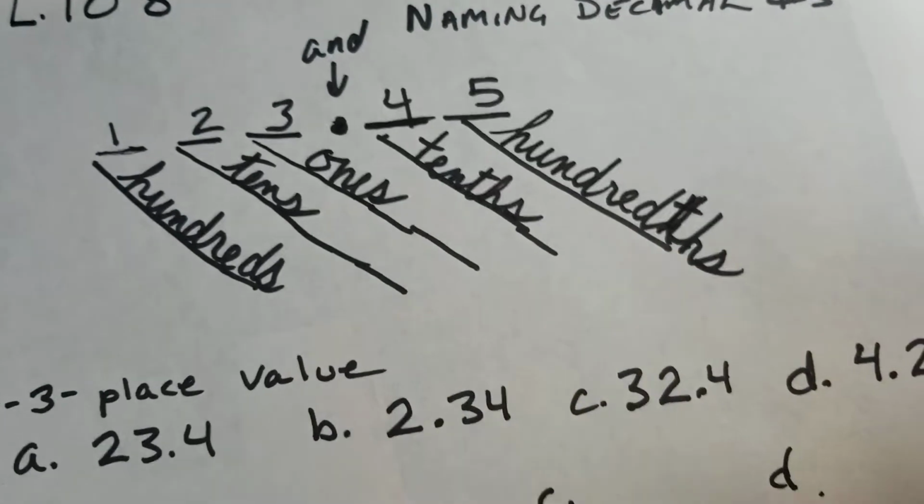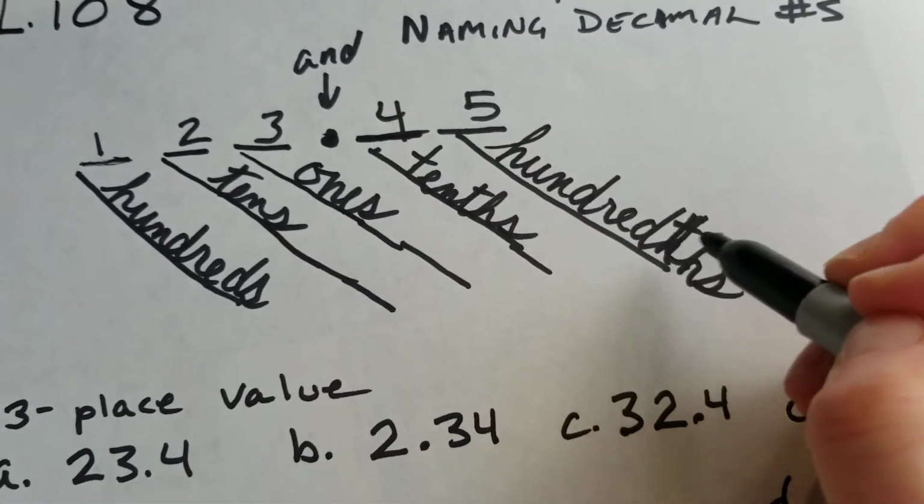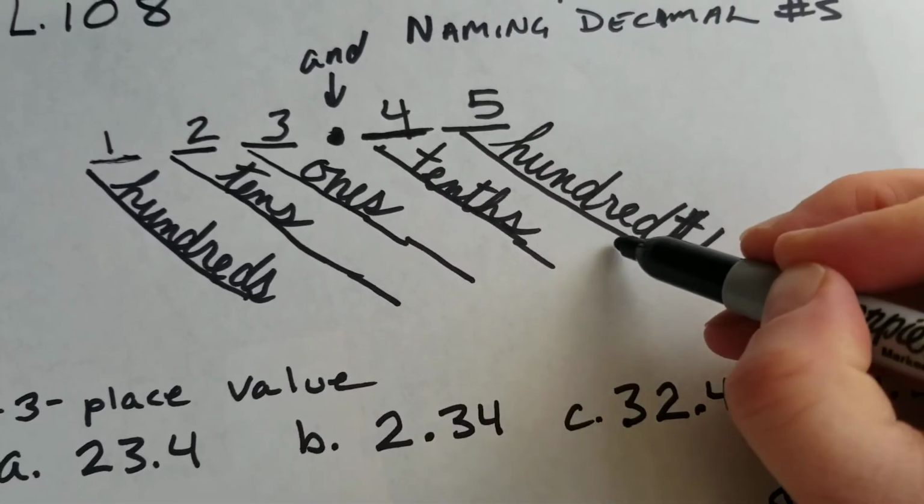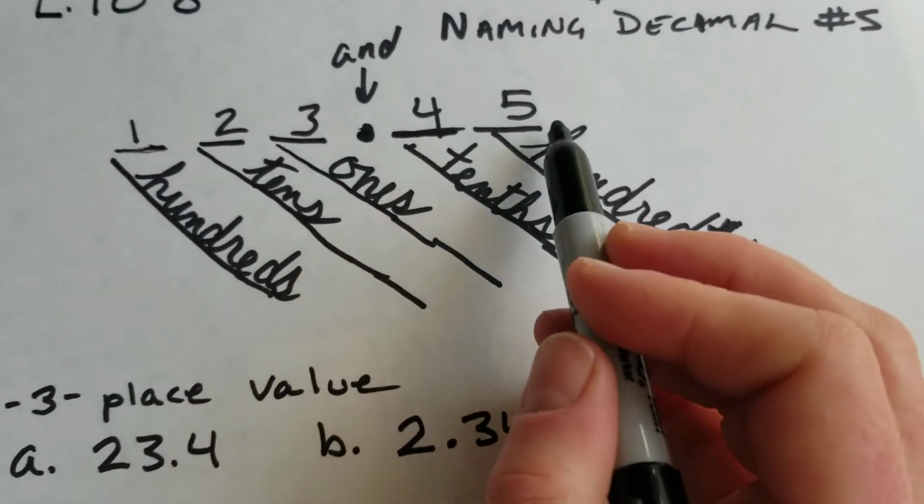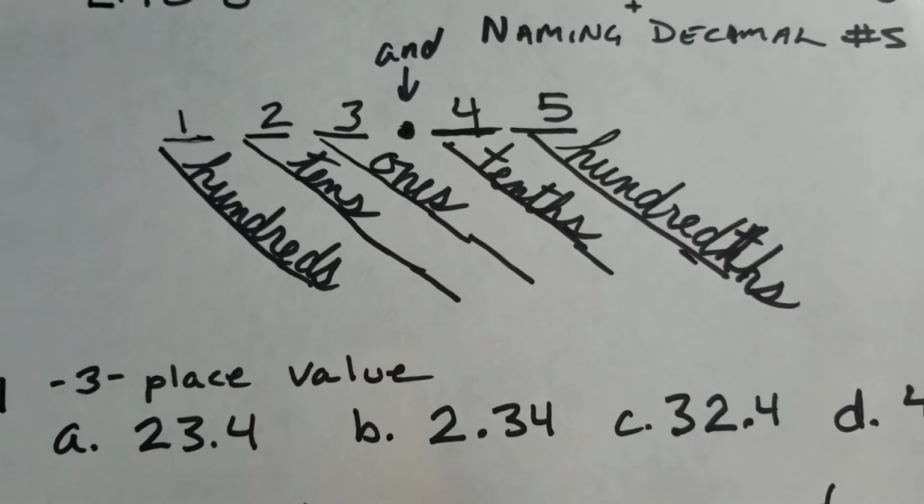It's a little hard to write at this angle. So we have the word hundred with a THS at the end. Don't forget that D. So to the right of the decimal, you have the tenths, then the hundredths, and it keeps going. You will learn about that later.